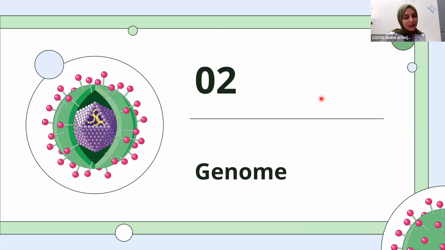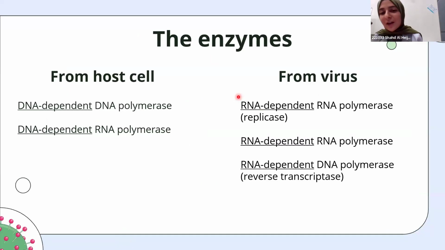Now for the second lecture. Any questions before moving on? Now the enzymes. You need to understand those very well. You can have enzymes from the host cell or enzymes from the virus. Remember what we said about forming RNA? We said we have enzymes that should come from the virus itself, and there are enzymes that can be supplied by the host cell.